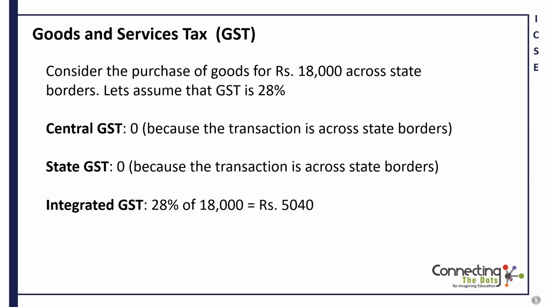In a different situation, there is a transaction of 18,000 across state borders. So the GST rate is 28%, but the buyer is in one state and the seller is in another. So CGST and SGST are both zero, and the entire 28% tax is collected as part of IGST. 28% of 18,000 is 5,040, and that goes to the central government.